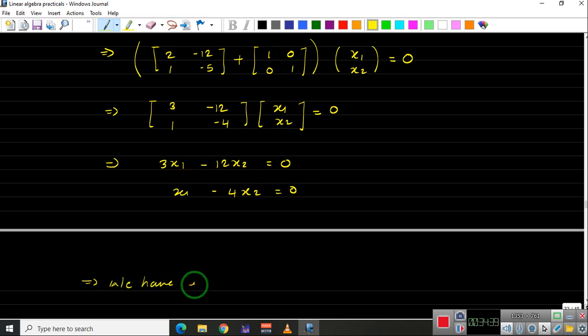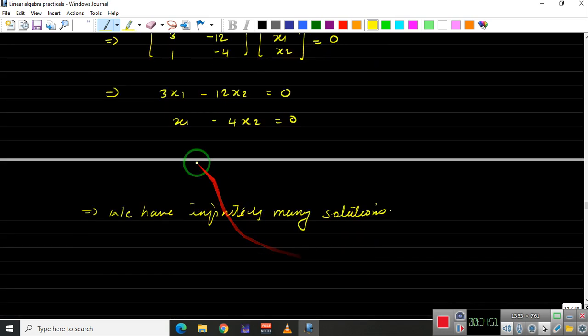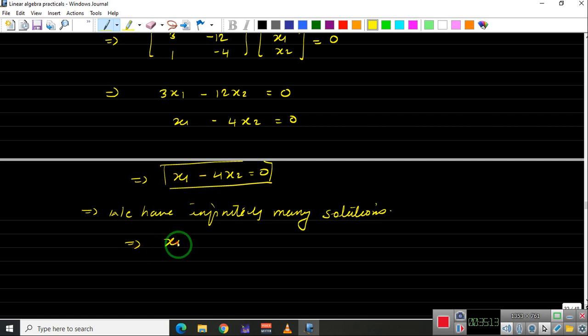So we have infinitely many solutions. What we have is the equation, let me write, x1 - 4x2 = 0. Only one equation we have here. Sometimes you may have a unique solution and sometimes no solution, but in this case we always have a solution. So of course this will imply x1 = 4x2.